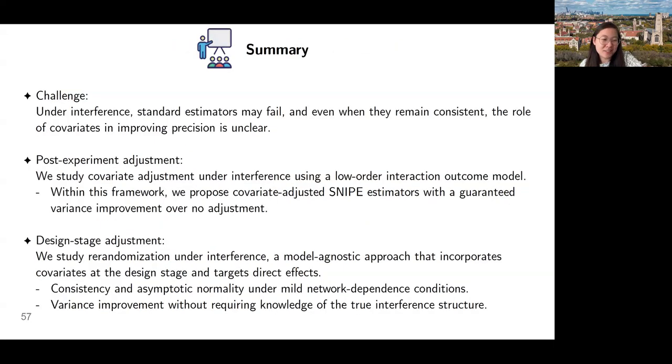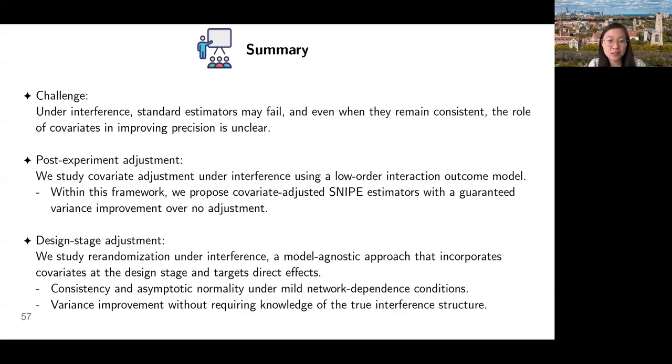Okay, so I'm going to summarize what we talked about today. Under interference, standard estimators may fail. And even when we have estimators that work for the estimand that we care about, the role of covariates in improving precision is not clear. We talked about two ways of incorporating covariates today: one is post-experiment adjustment, and one is design stage adjustment. For the post-experiment adjustment, we study covariate adjustment under interference in this low-order interaction outcome model. Within this framework, we propose this Wien-based covariate-adjusted SNAP estimator with a guaranteed variance improvement over no adjustment.